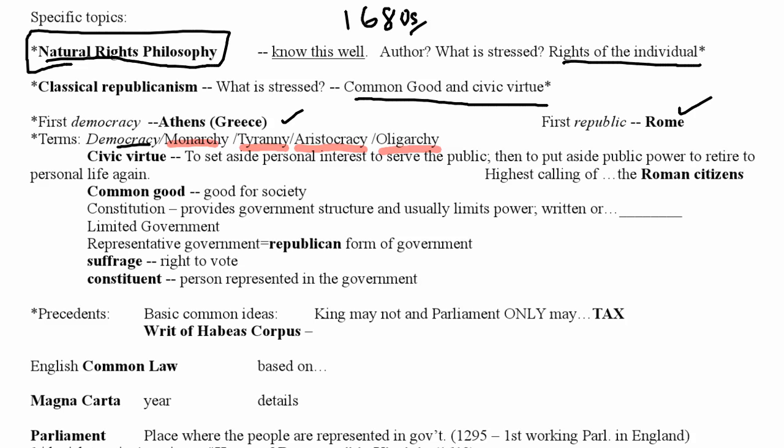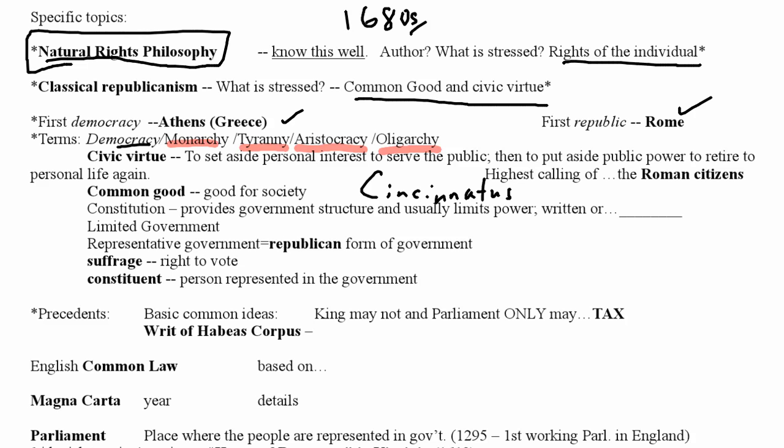Civic virtue, there's a definition: serve the public, then put aside public power to return to personal life again. Highest calling of the Roman citizen is civic virtue. Some people, as an example from history, was George Washington and Cincinnatus. You'll recall that from your notes. Common good, what is good for the whole society.